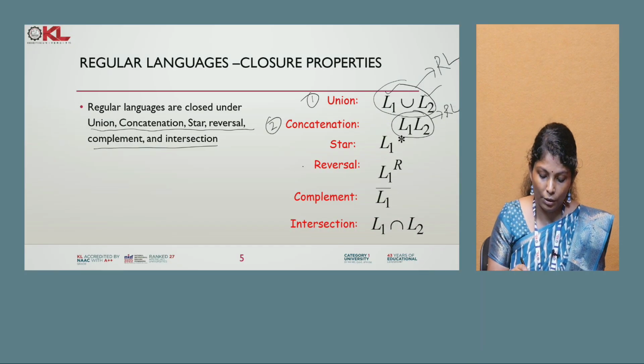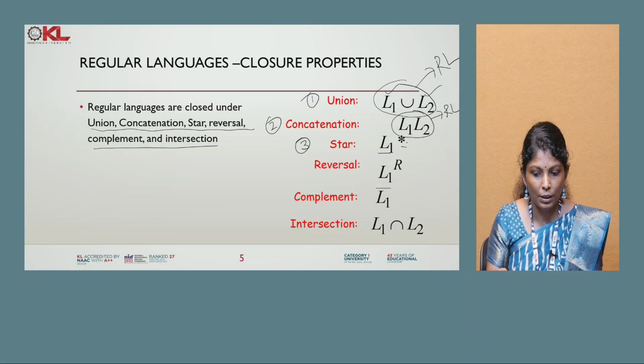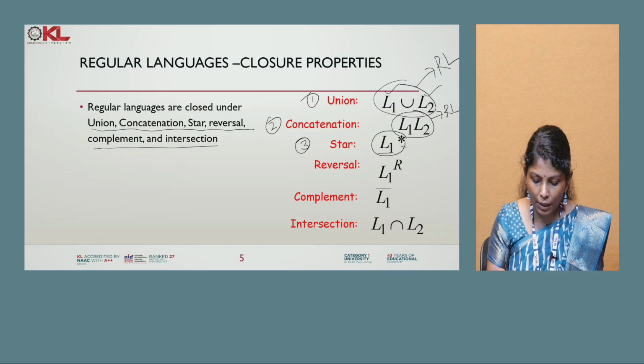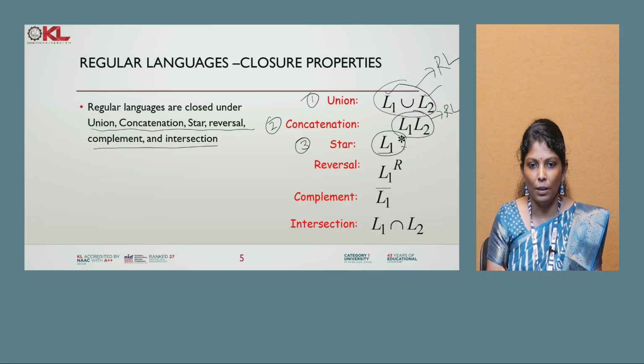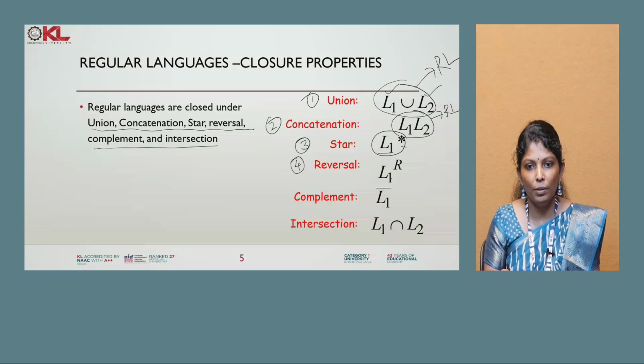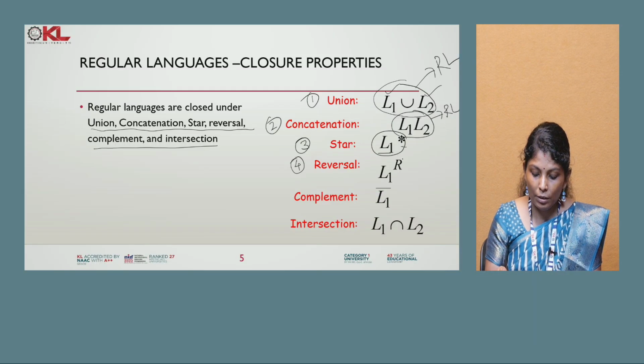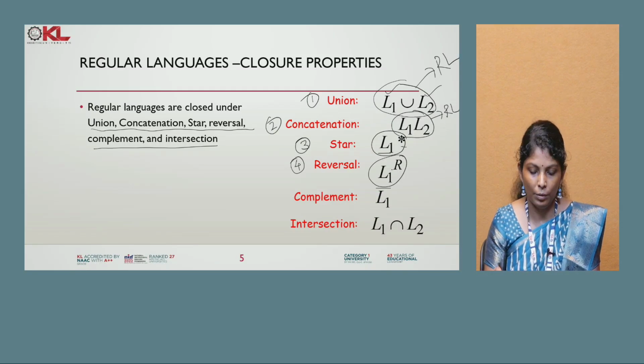Then star closure. If L1 is a regular language and if we take the star closure or Kleene closure of this language, L1 star will be another regular language. Then reversal. If L1 is a regular language and if we take the reverse of L1, that is if we reverse every string in the language, L1 reverse will also be another regular language.